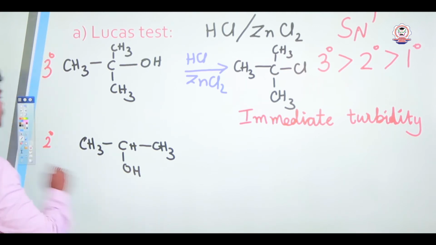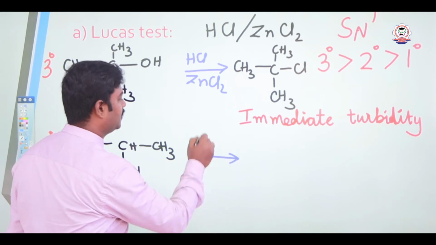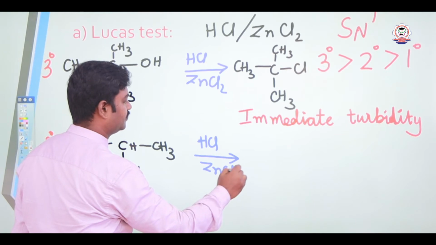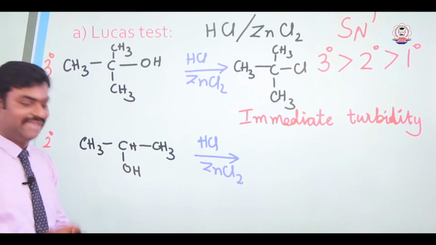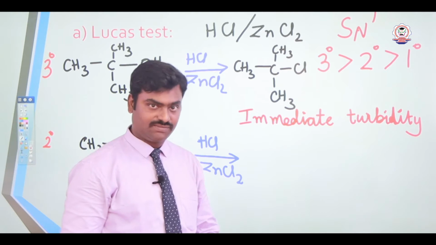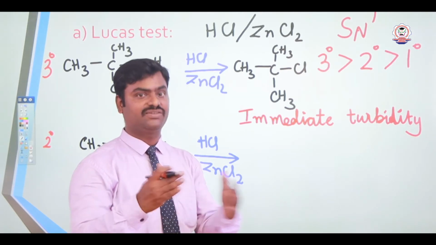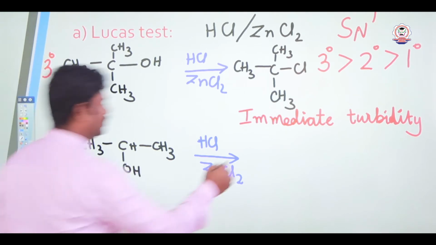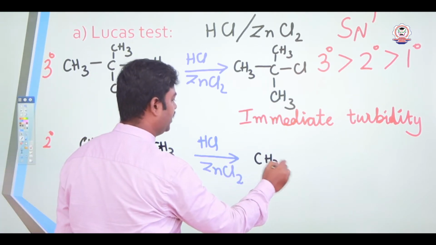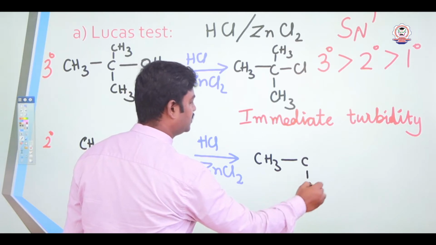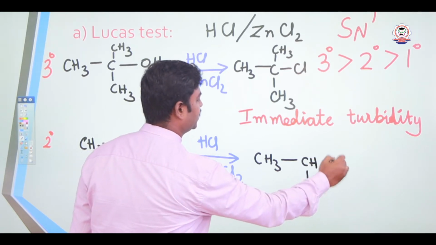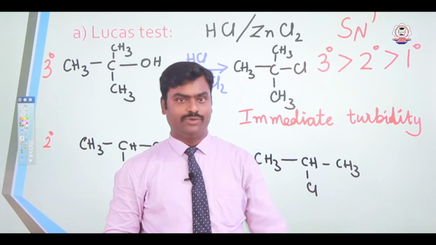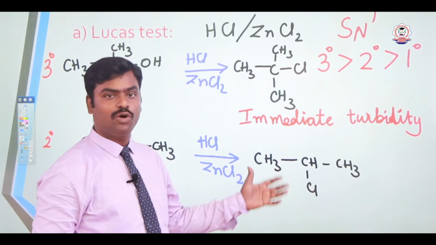Now we are going to use the Lucas reagent, HCl and zinc chloride. What happens? Yeah, here also the reaction occurs. So the substitution of OH by Cl is happening. So we are getting CH3, C, Cl, H, CH3. So here we have substituted chlorine instead of OH and we are getting 2-chloropropane.